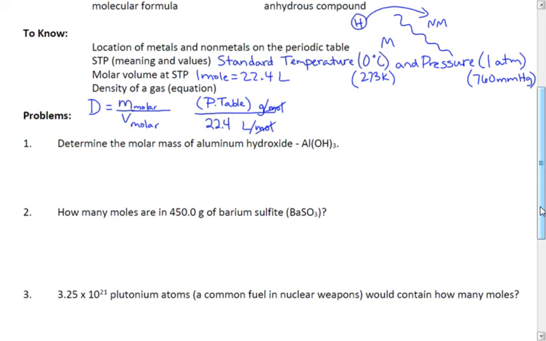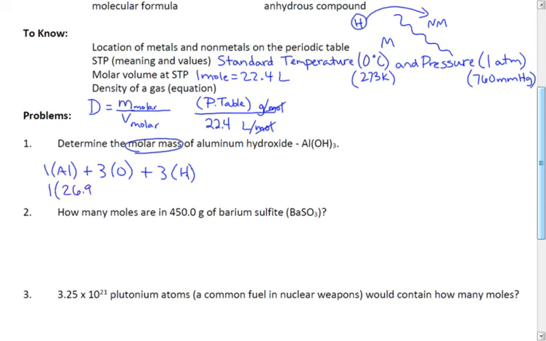For number 1, we want to find the molar mass for aluminum hydroxide. So we're going to have 1 aluminum. We're going to have 3 oxygens. That 3 is distributed through everything in the parentheses. 3 hydrogens. So we go to our periodic table, find out how much each one of those weighs.